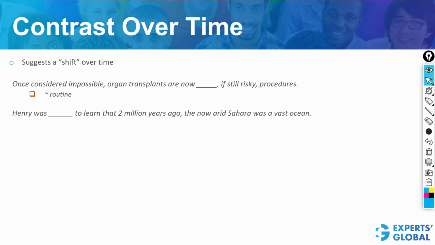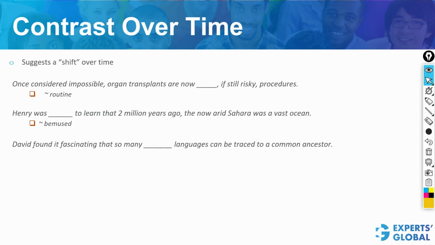One more example. Henry was something to learn that a long time ago, this desert was a vast ocean. So once again, we see a shift over time. What is now a desert was once an ocean. And Henry must be something on the lines of bemused to learn that.